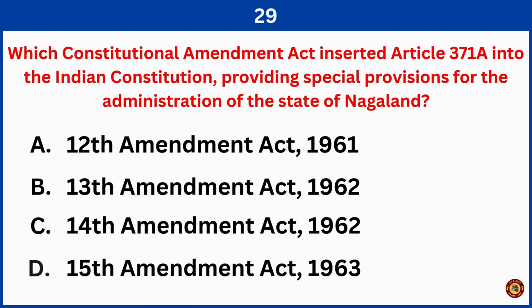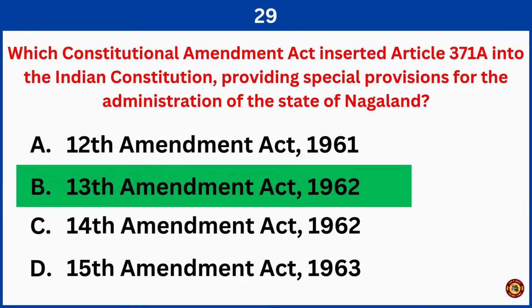Which constitutional amendment act inserted Article 371A into the Indian Constitution, providing special provisions for the administration of the state of Nagaland? Correct answer is option B, 13th Amendment Act 1962.